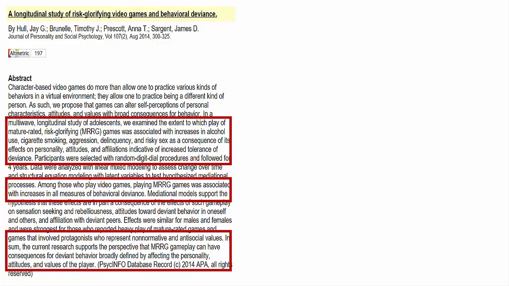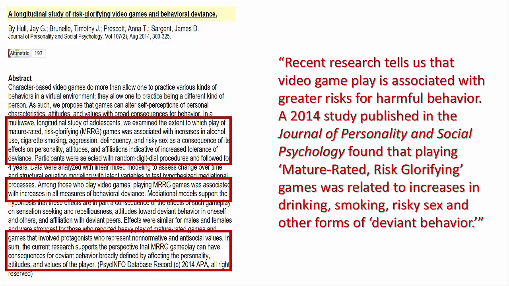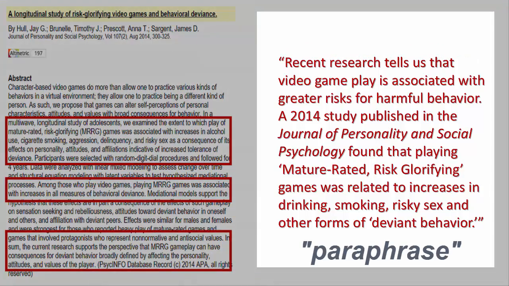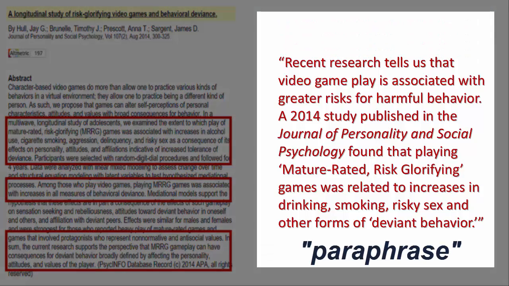Or it could be something as simple as this paraphrase. Recent research tells us that video game play is associated with greater risks for harmful behavior. A 2014 study published in the Journal of Personality and Social Psychology found that playing mature-rated, risk-glorifying games was related to increases in drinking, smoking, risky sex, and other forms of what they call deviant behavior.